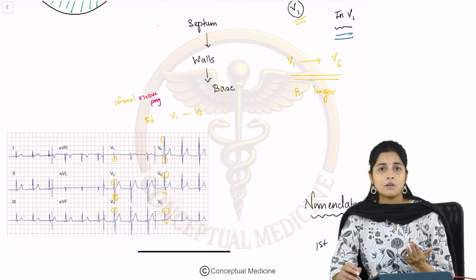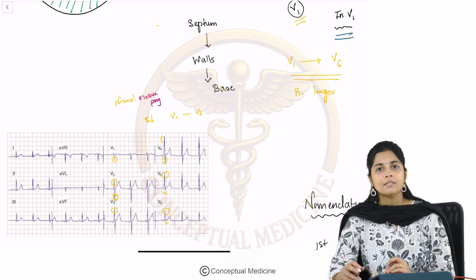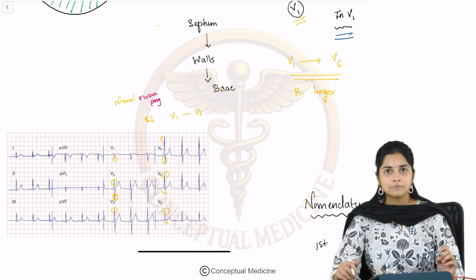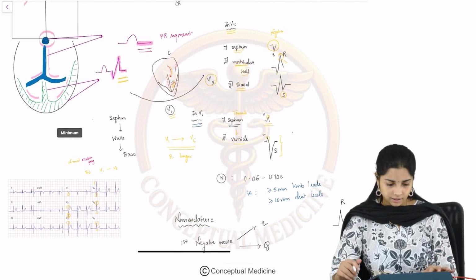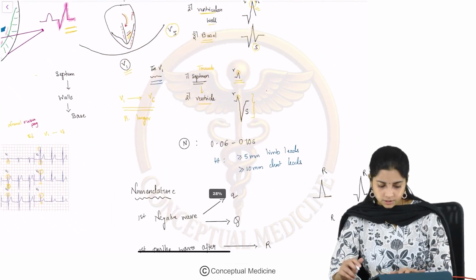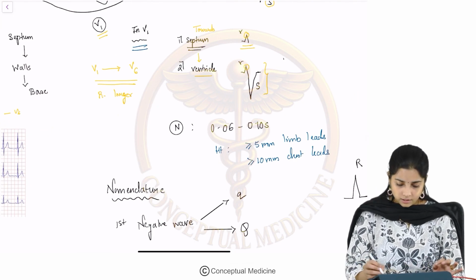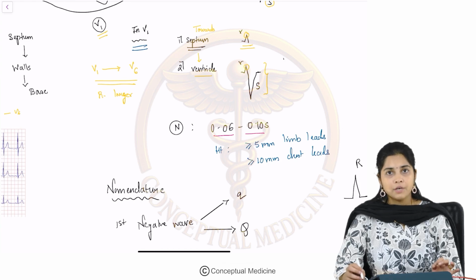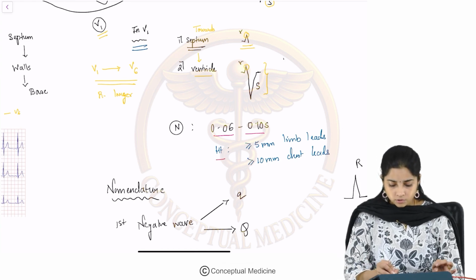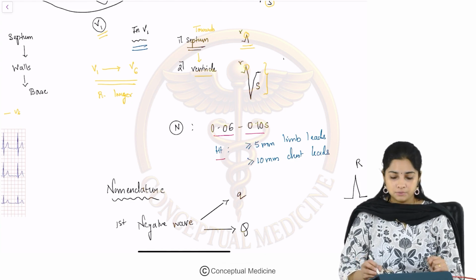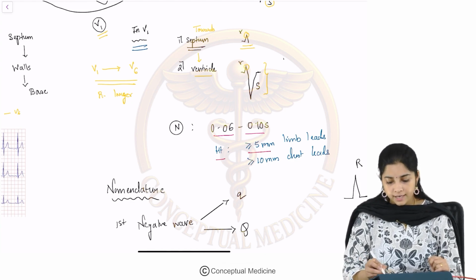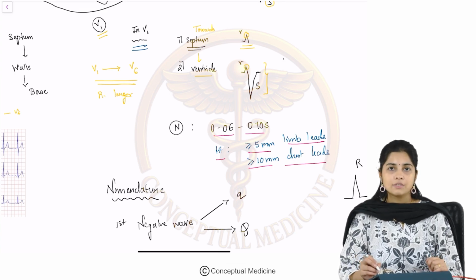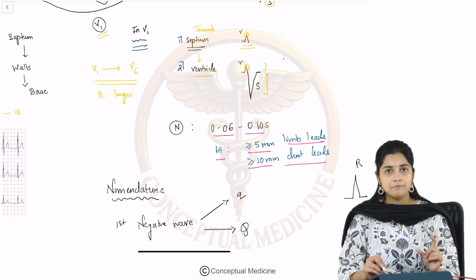If this does not happen, it is called a poor R wave progression, which you see after a myocardial infarction. So that is about your normal R wave progression. What is a normal QRS complex? A normal QRS complex duration is 0.06 to 0.10 seconds. And what is a normal height? The normal height of the QRS complex is more than 5 mm in limb leads and more than 10 mm in chest leads. So this is your normal QRS complex width and height.